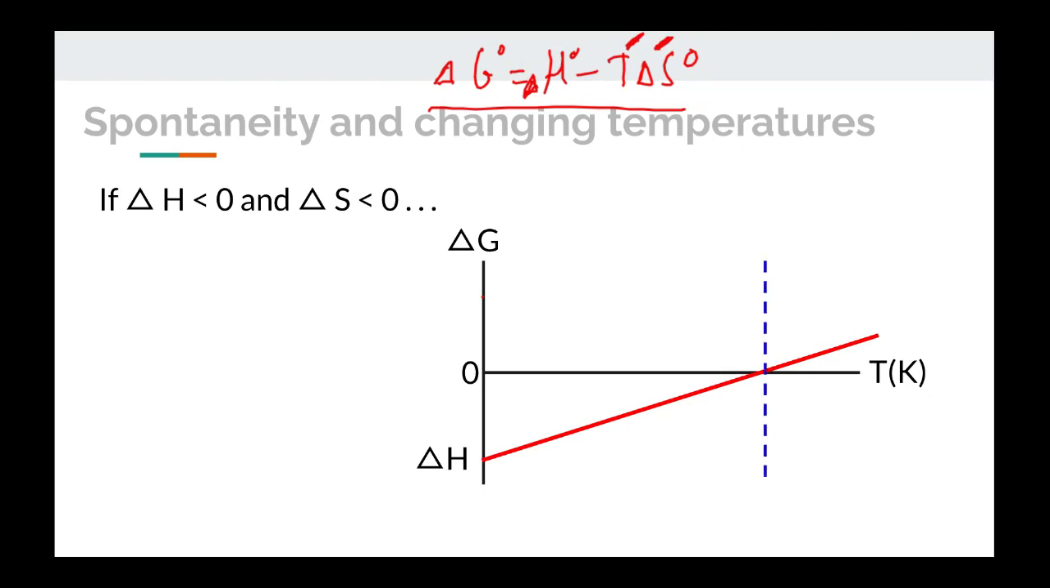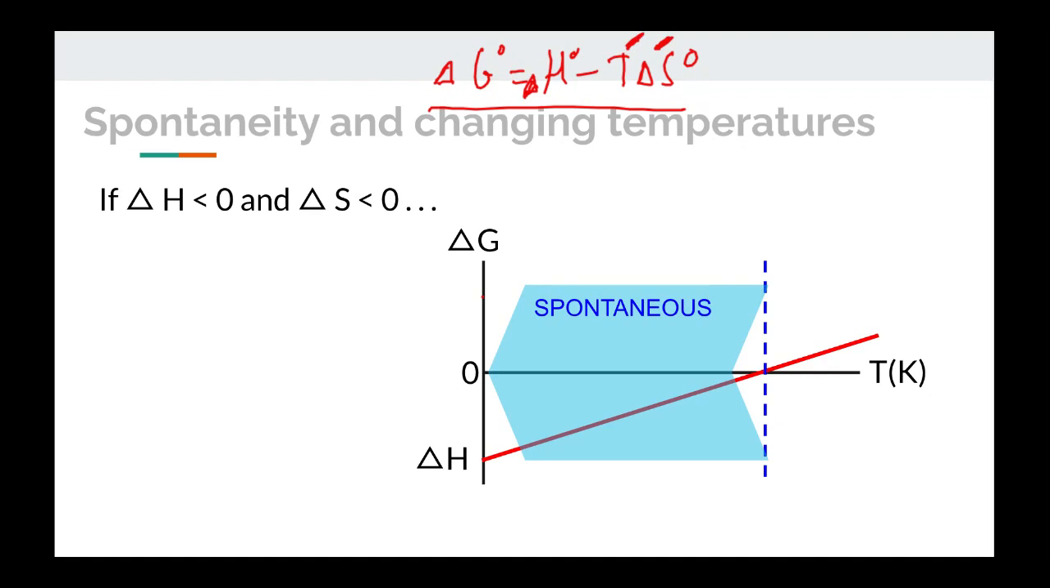So once again, you have a transition. You cross that zero line at some point. Before that zero line, delta G was negative, which means spontaneous. After that point on the graph, the reaction becomes non-spontaneous. So this is only spontaneous at low temperatures, whereas in the other conditions, it was spontaneous only at high temperatures.